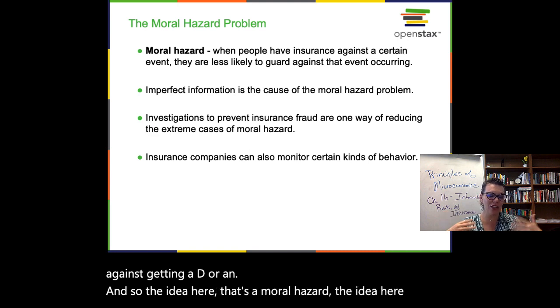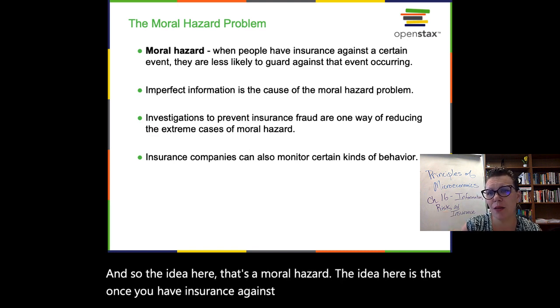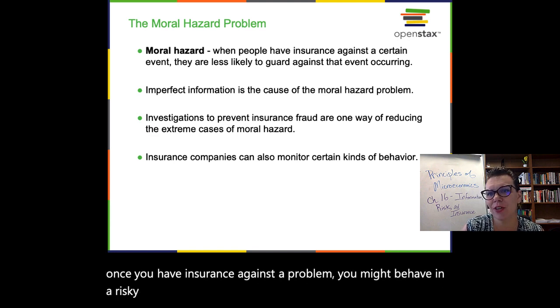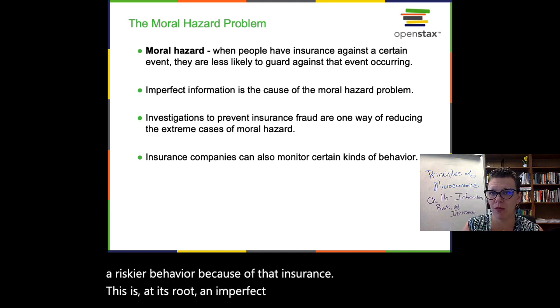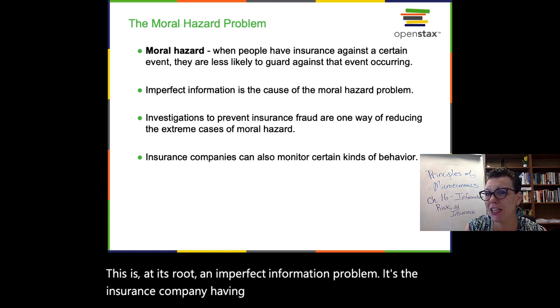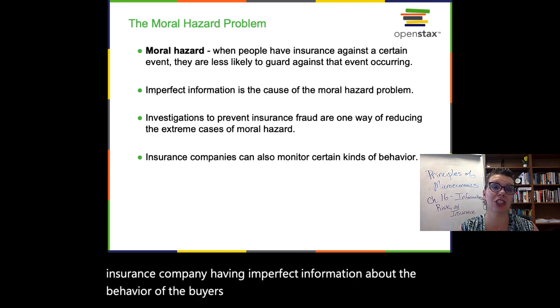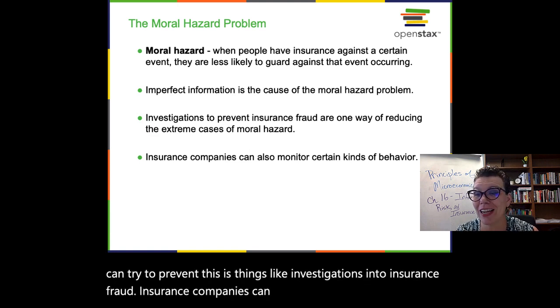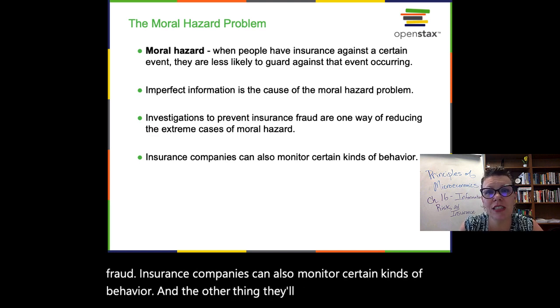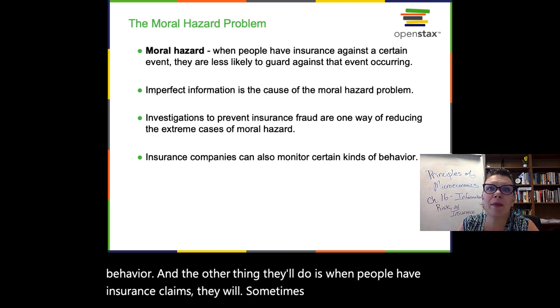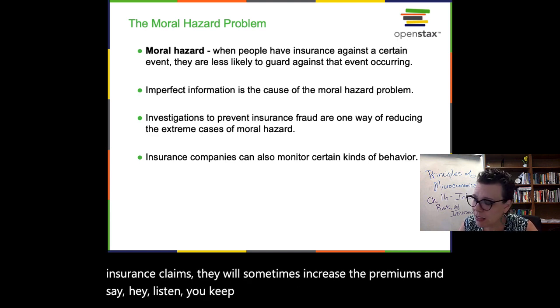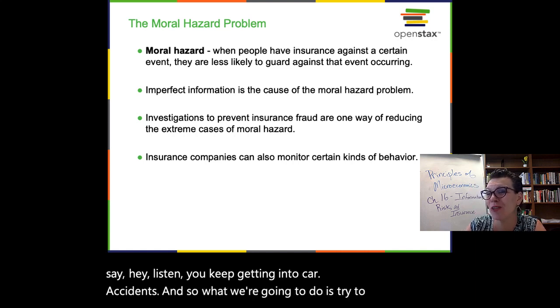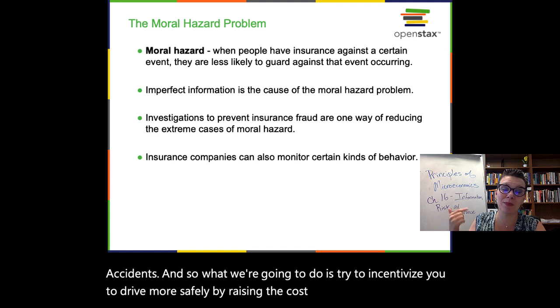The idea here is that once you have insurance against a problem, you might behave in a riskier behavior because of that insurance. This is, at its root, an imperfect information problem. It's the insurance company having imperfect information about the behavior of the buyers of insurance, the consumers. One way we can try to prevent this is things like investigations into insurance fraud. Insurance companies can also monitor certain kinds of behavior. And the other thing they'll do is when people have insurance claims, they will sometimes increase the premiums and say, hey, listen, you keep getting into car accidents, and so what we're going to do is try to incentivize you to drive more safely by raising the cost associated with your insurance claims.